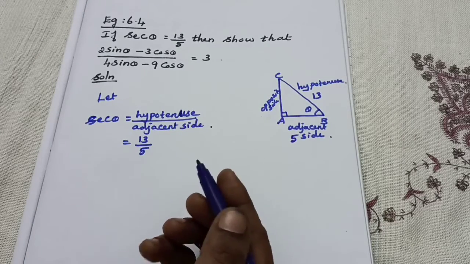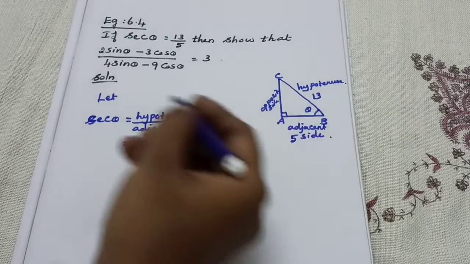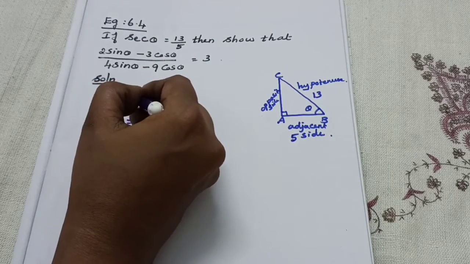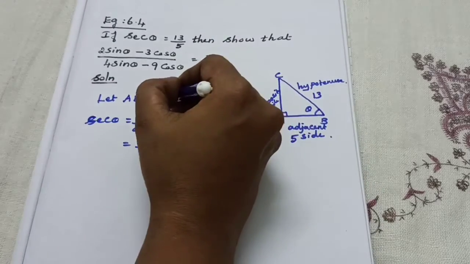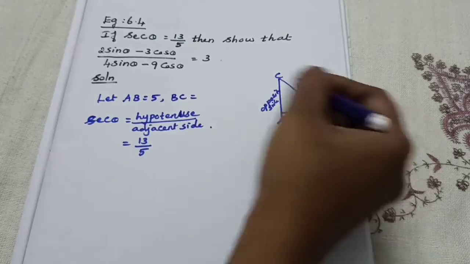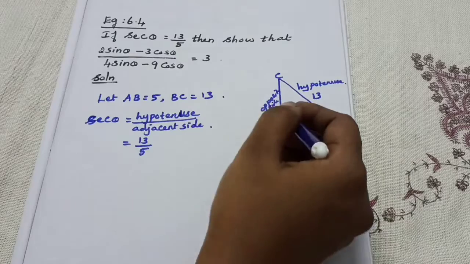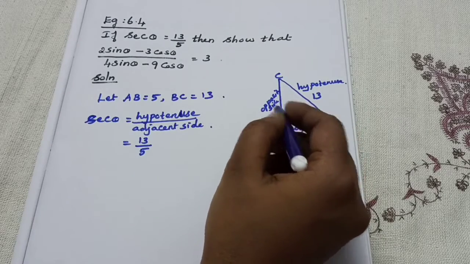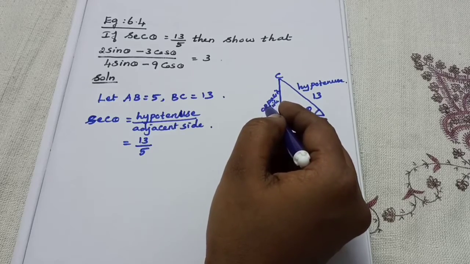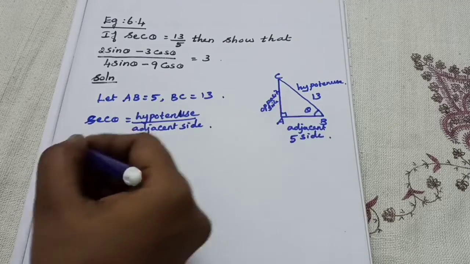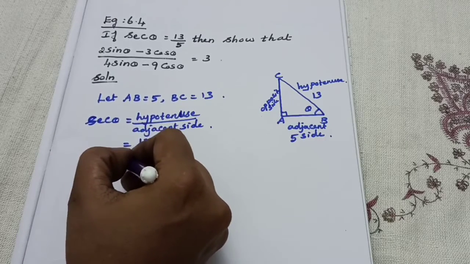So first we have to find this opposite side. Let AB is equal to 5. Then BC also we know, BC is equal to 13. Have you understood? This is the right angle triangle. Then how can we find this opposite side? By the Pythagoras theorem. Pythagoras theorem you know, isn't it?